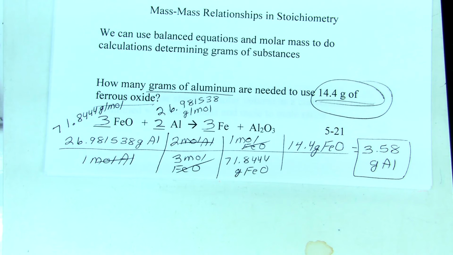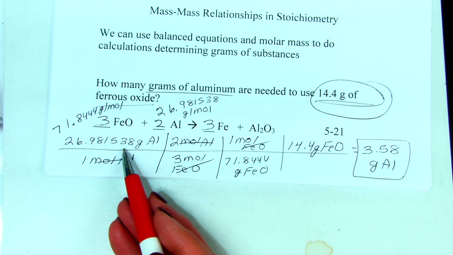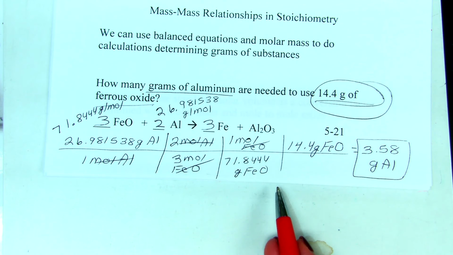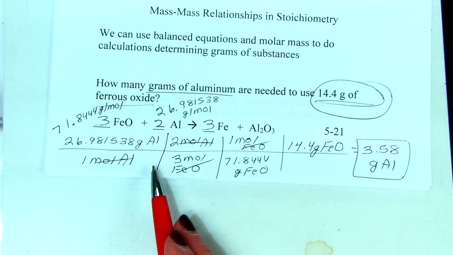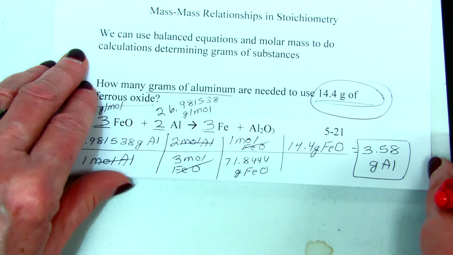So when you think of this in terms of the steps you're taking, you're given grams of one thing, we use the molar mass to get moles of that thing, then we look at the mole-to-mole ratio, and then we end up with the grams of the material we want. And again, I like to go backwards by starting with the mass of the things I want. Okay, let's look at the one on the next page.